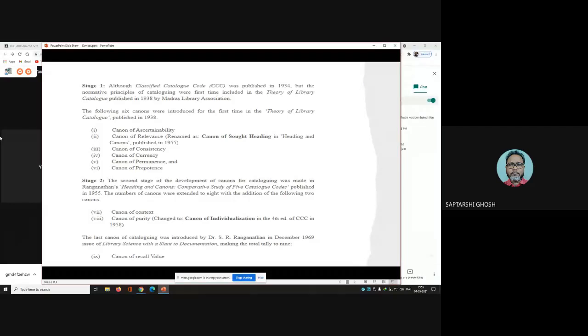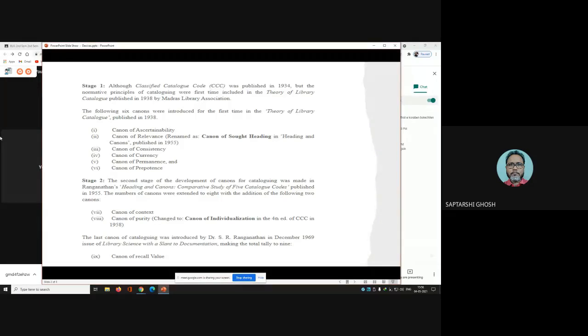Now, these canons are the governing rules, normative rules, norms. Each and every cataloger must follow these rules. Canons are used not only for cataloguing, they are also used for developing a code. So canons of cataloguing have two purposes: one purpose is to make a catalog code, and the second is to catalog existing documents.